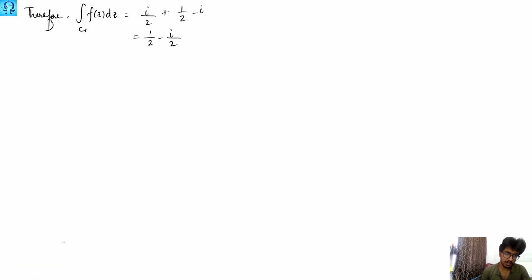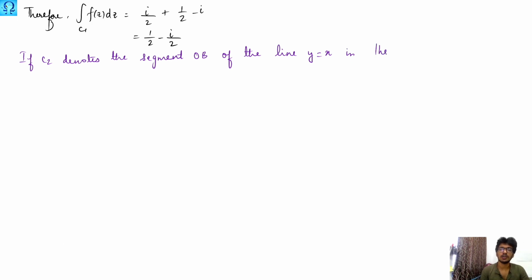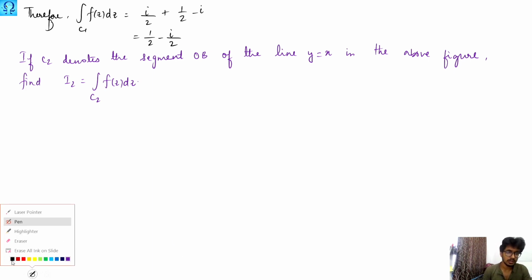Next, I initially told you, right? So this is not the complete problem. So if C2 denotes the segment OB of the line y equals x in the above figure, find I2 equals integral over C2 f of z dz. Okay, exactly the same function, and with all those steps we'll have to do here as well.